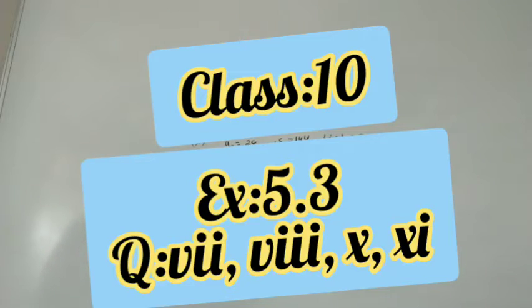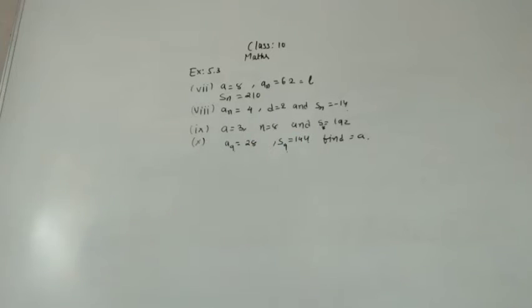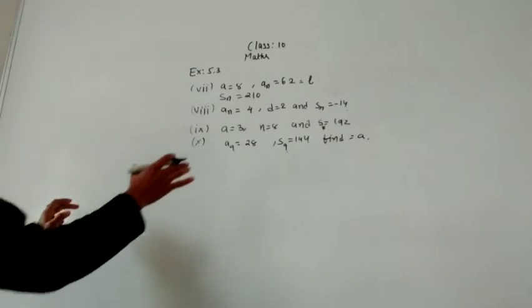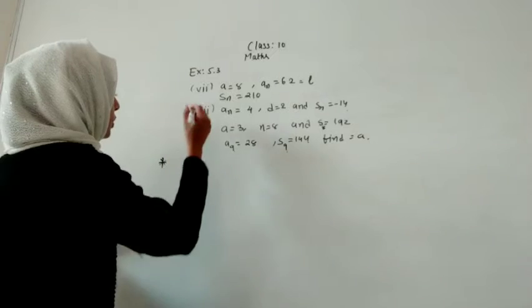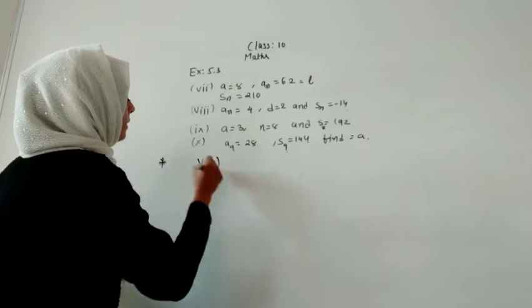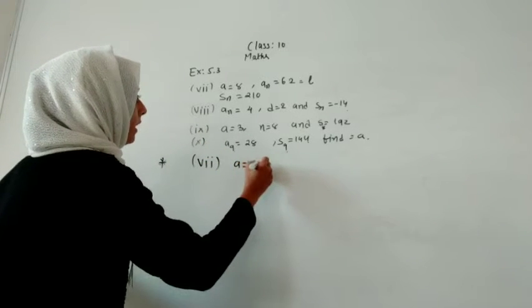So hello everyone, as you can see this is exercise 5.3, questions number 7, 8, 9 and 10. So let us begin the process. Here we are solving question number 8. So what is given over there? a is given as 8.